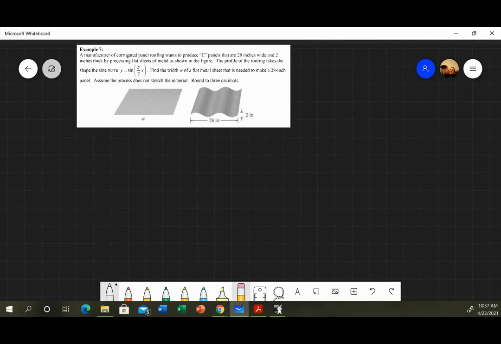Okay, guys, this is example 7. Again, we didn't get to this one in class, but I just wanted to do it real quick. This one's actually surprisingly easy.